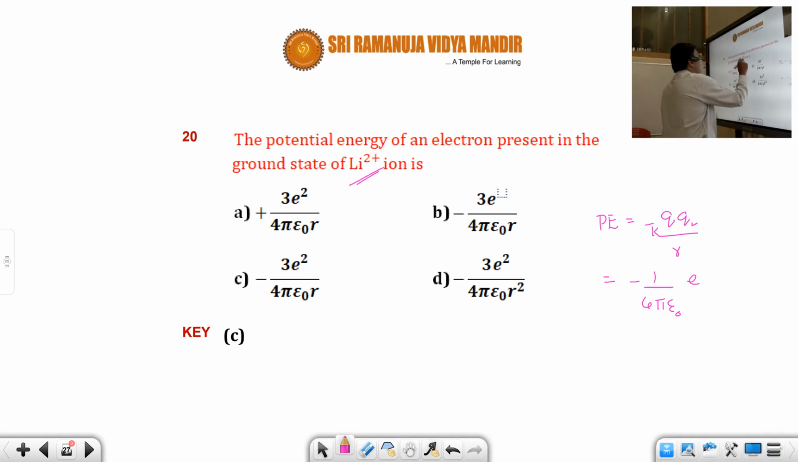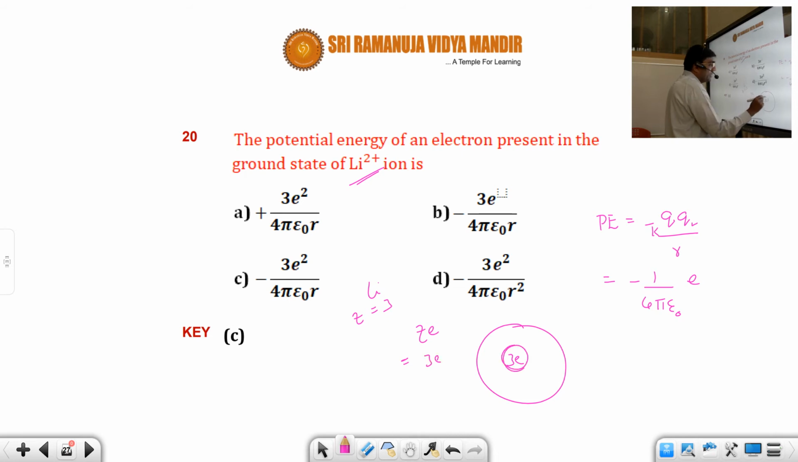And for lithium, what is the nuclear charge? What is the nuclear charge of lithium? 3e. Agreed or not? So the charge is Ze, right? For lithium, what is the Z value? 3. So that is 3e. I hope you understood. This is 3e. So into 3e, that becomes minus 3e square by 4 pi epsilon naught R. I hope you understood. So the answer is C.